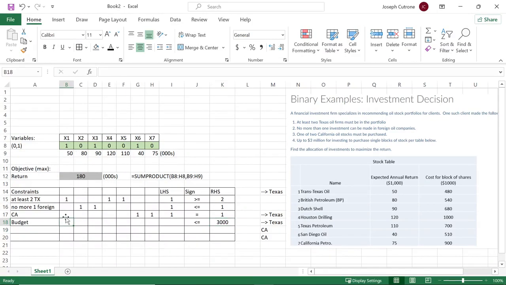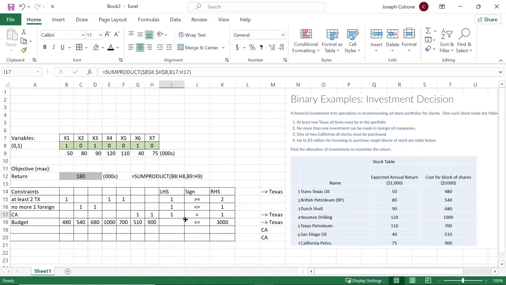Anyway, so if I buy the first one, what's it going to cost me? That's going to cost me $480. If I buy the second one, what's that going to cost me? $540. And you can work your way across the table. So $680, just copy it correctly. $1,000. $700, $510, and $900.